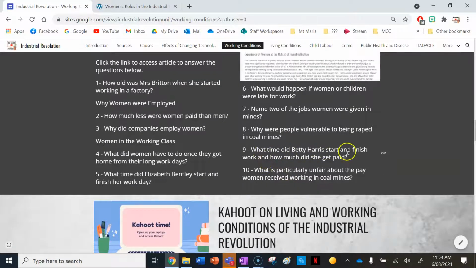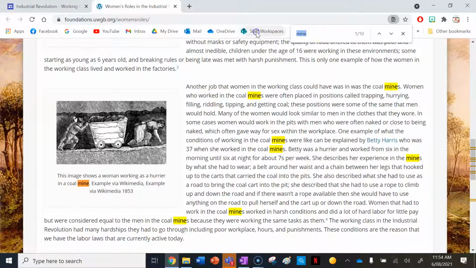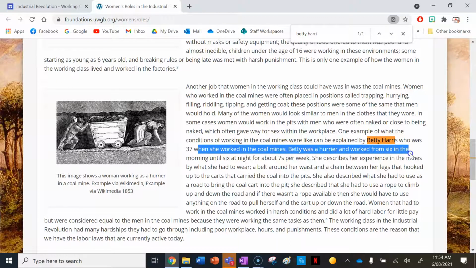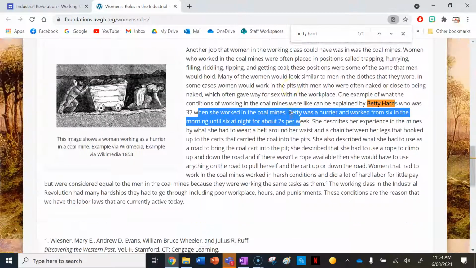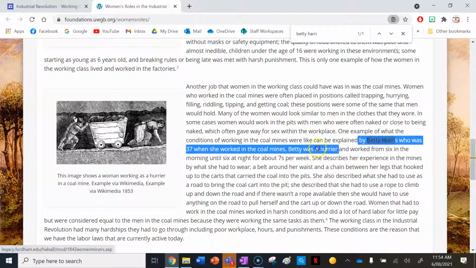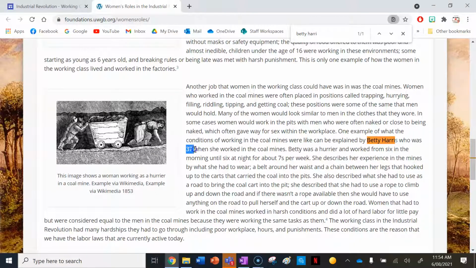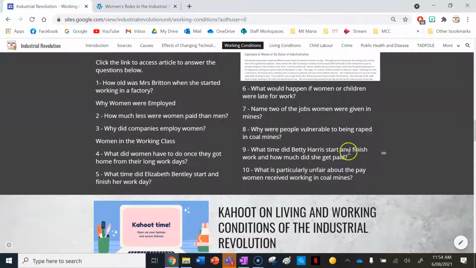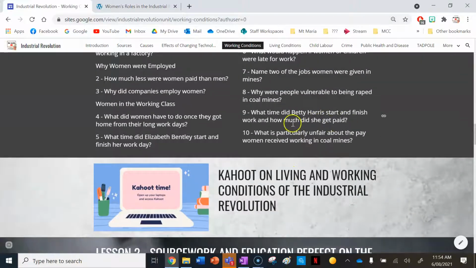What time did Betty Harris start and finish work, and how much did she get paid? So let's find Betty Harris. She was paid 7 shillings per week. Betty was a hurrier. What time did she start and finish her day? Let's see if we can find that. It was Betty Harris, who was 37. Oh, 37, there we go. When she started working in the mines.